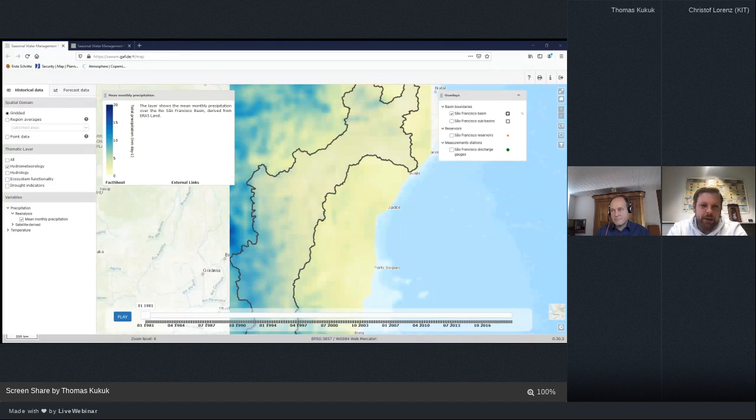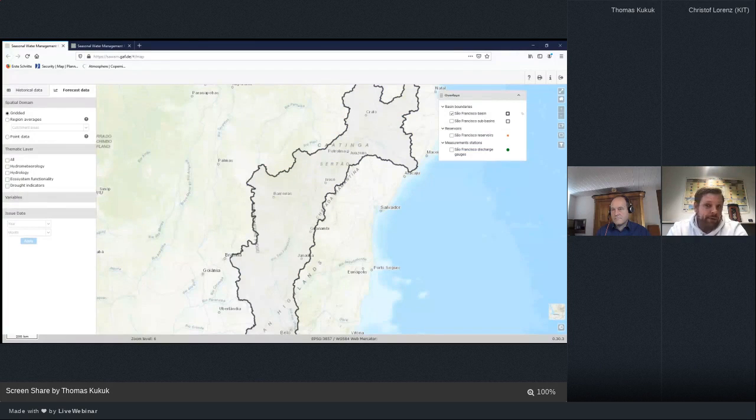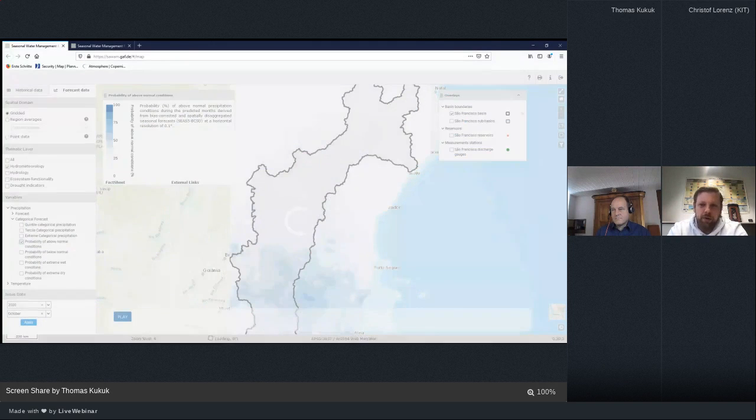He already said that sometimes the information of whether there will be above or below normal conditions is already enough for many water managers, because they know their basin quite well, so they know how to react if there will be below or above normal conditions.